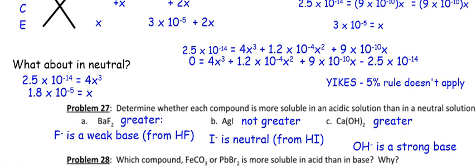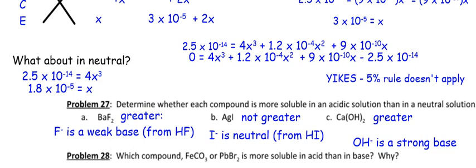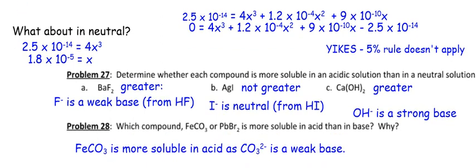And then finally, which of these are going to be more soluble in acid than in base, and why? Why don't you pause this and think about it and come back? I said iron(II) carbonate is more soluble. Why? Because I recognize this as a weak base. Bromide is the anion of a strong acid. It's neutral, so it's going to be more soluble in an acid.